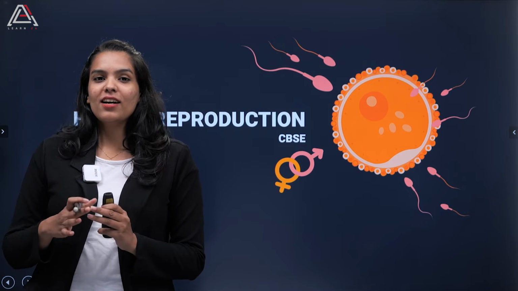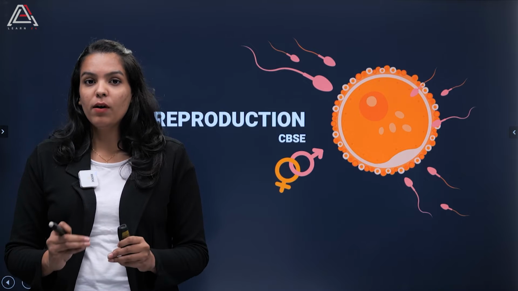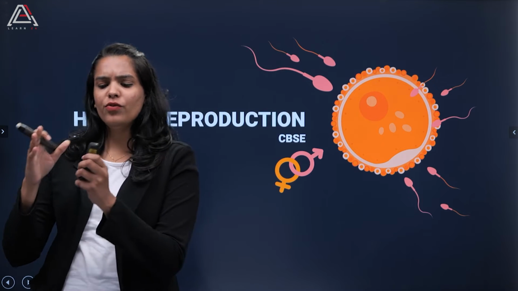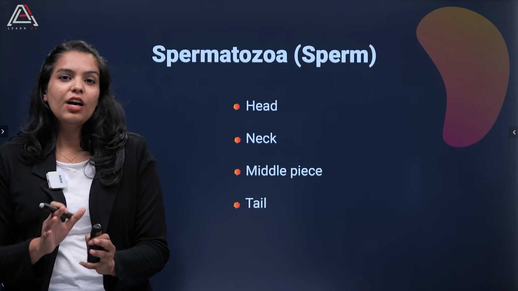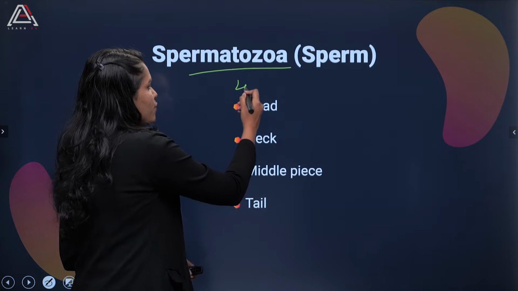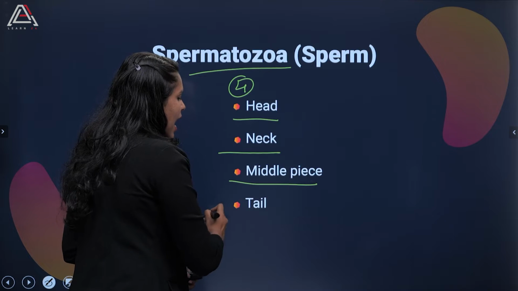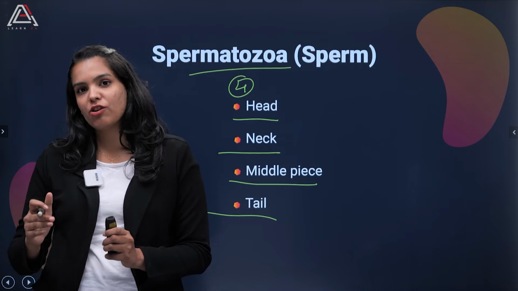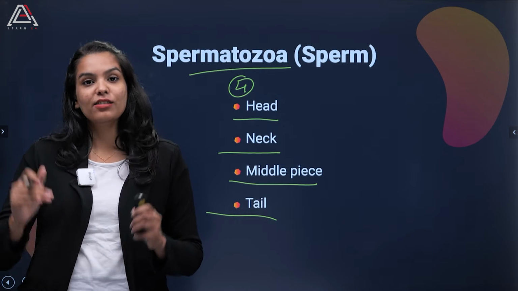In my last class I told you that I will be teaching you the structure of sperms, right? The sperm structure is basically divided into various parts. It consists of 4 parts to be precise: head, neck, middle piece and a tail. Each of these parts has its own function, so we will be discussing those functions in this class today.